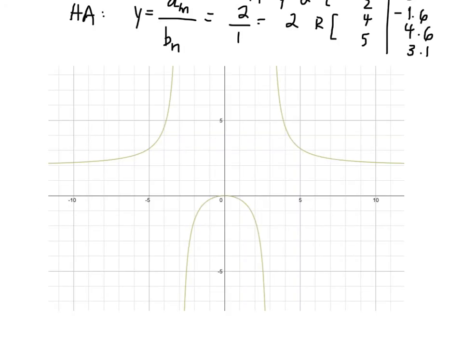So here we have it, our graph for this function. We can identify our plotted points. So we have negative 5, 3.1, negative 4, 4.6, negative 2, negative 1.6, 0, 0, 2, negative 1.6, 4, 4.6, and 5, 3.1.